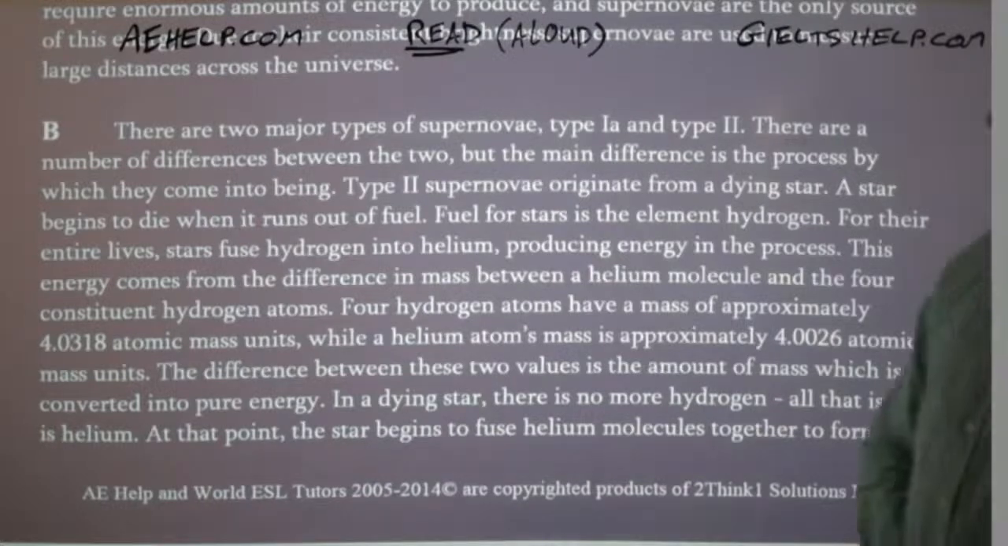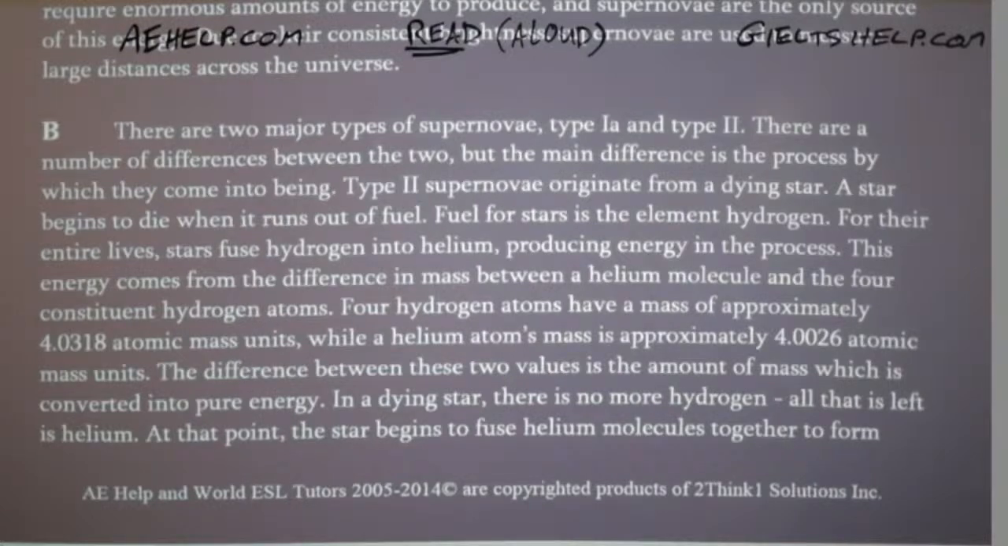This energy comes from the difference in mass between a helium molecule and the 4 constituent hydrogen atoms. 4 hydrogen atoms have a mass of approximately 4.0318 atomic mass units, while a helium atom's mass is approximately 4.0026 atomic mass units. The difference between these two values is the amount of mass which is converted into pure energy. In a dying star, there is no more hydrogen. All that is left is helium.